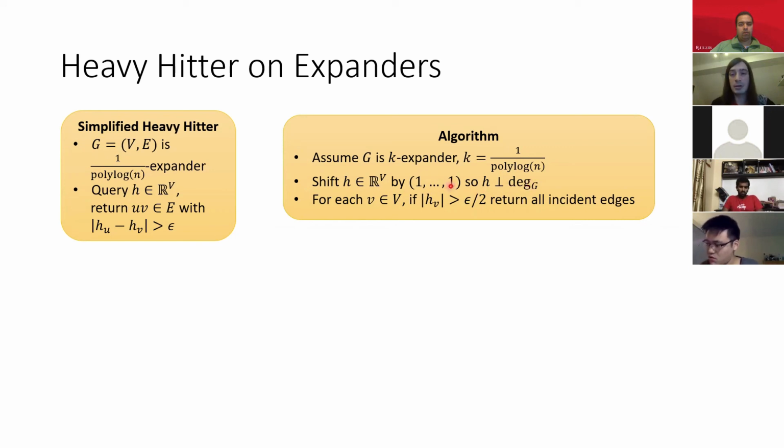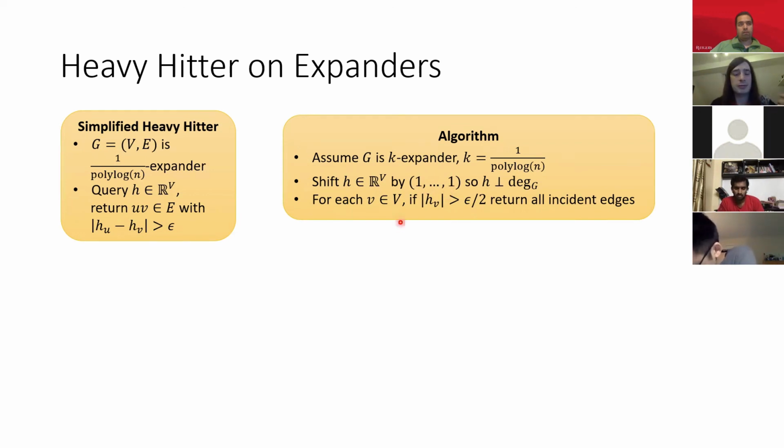And now we're trying to find the edges where the difference of H is large. Note that we can shift by the all ones vector because we're just interested in the difference. So if all of the entries of H are increased or decreased by the same amount, it doesn't actually change the difference. So shifting by the all ones vector is not going to change the output.